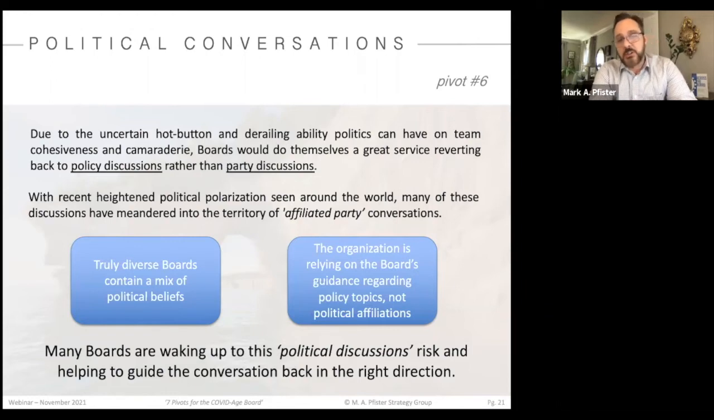So again, just in closing on this particular political conversations topic, we could probably speak hours about this, but the organization is relying on the board's guidance regarding policy topics, not political affiliations, and be that director that guides these conversations back to the proper area of the policy discussions. Don't be scared to do that. It really has a huge benefit to the organization by being the person that can help to bring that back on track.